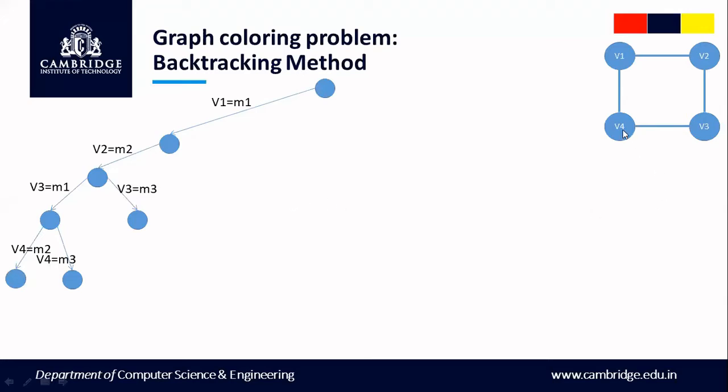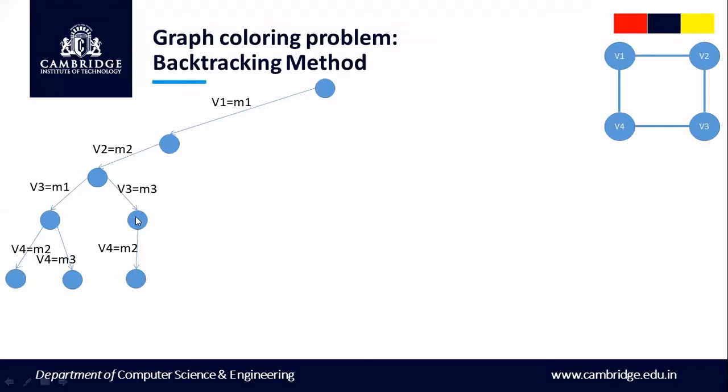How about V4 now? Now V4 is a neighbor for V1 and V3. So V1 is having M1, V3 is having M3. So therefore V4 can have which one? M2, sir. M2. So the only leftover option is M2. So M2 is assigned for V4. We don't have multiple options here for V4. The reason in this case is V1 and V3 are already occupied with M1 and M3 colors. So therefore V4 is left with the M2 color.